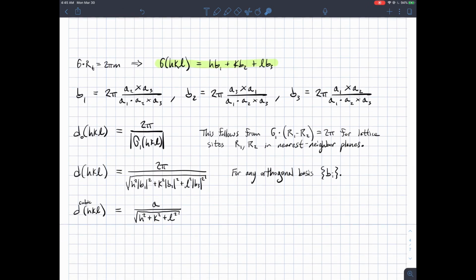So knowing that we have these bases, then it's straightforward to show this relationship here. And in particular, this allows us to find our lattice constant, A, for a cubic lattice. All right, I think that's it.